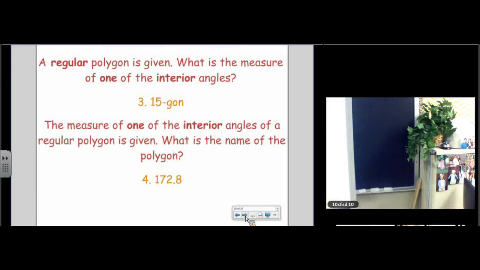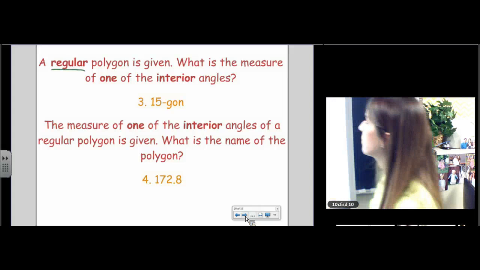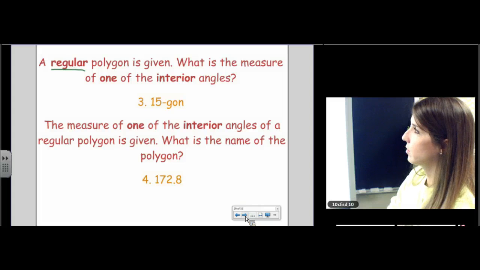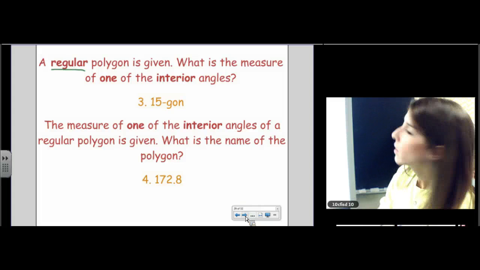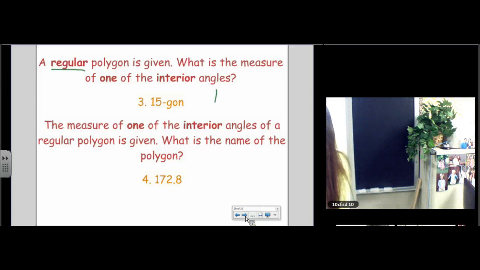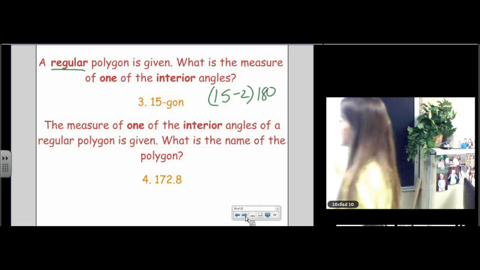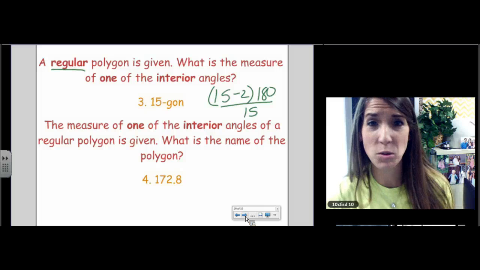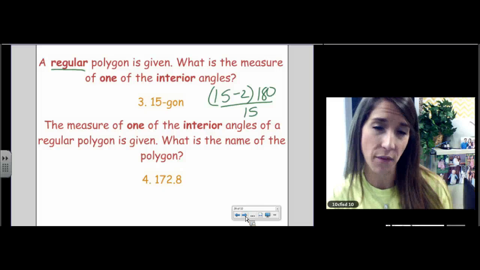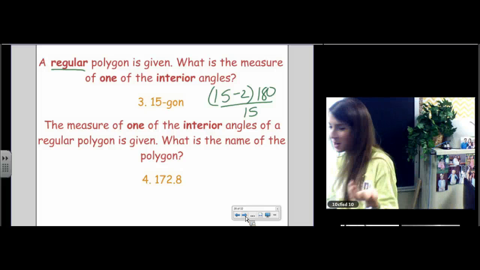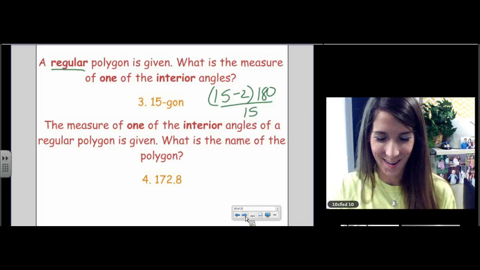A regular polygon is given. What is the measure of one of the interior angles? Whoa. So, a 15-gon, we're going to use one of our formulas. N minus 2 times 180 divided by n. I know that looks kind of intimidating, but your calculator can do the rest. As long as you can write down the formula with the number plugged in, just let your calculator do the rest. You're going to watch this lesson 6 times tomorrow.